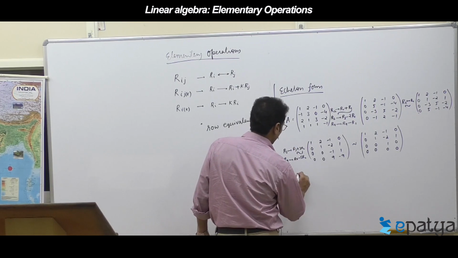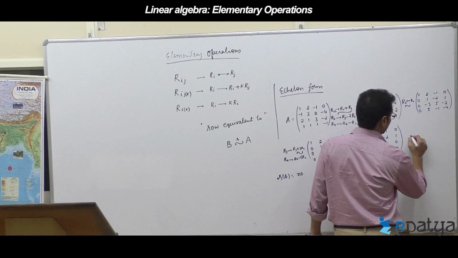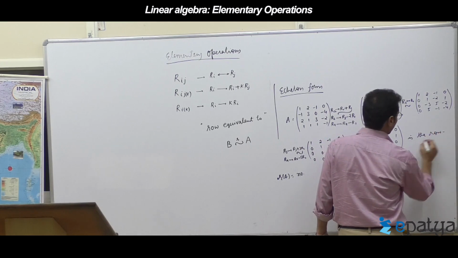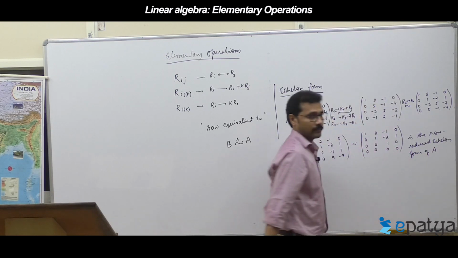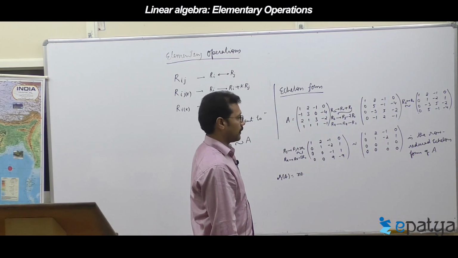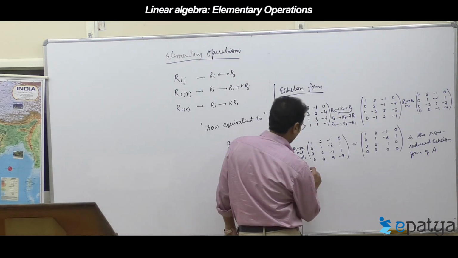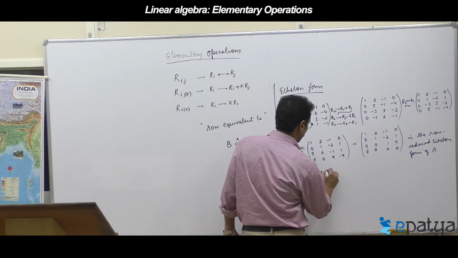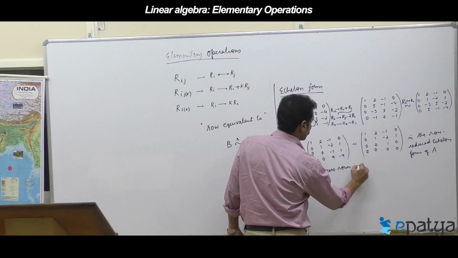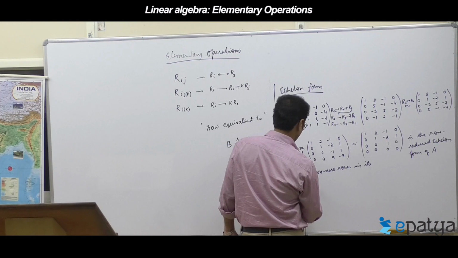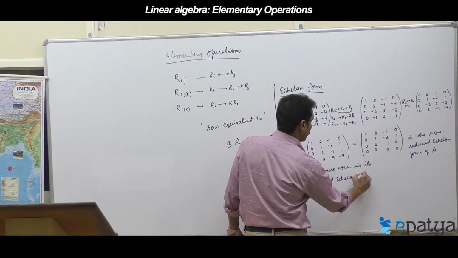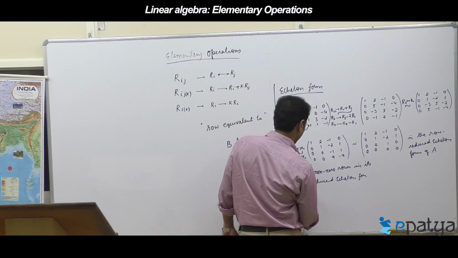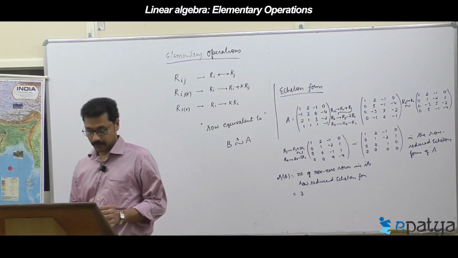Rank of A is equal to the number of non-zero rows in the row reduced echelon form of A. Therefore, rank of A equals the number of non-zero rows in its row reduced echelon form, which is equal to 3.